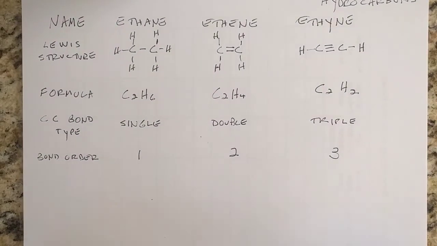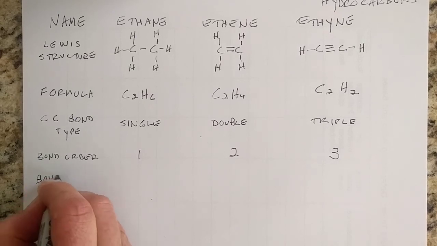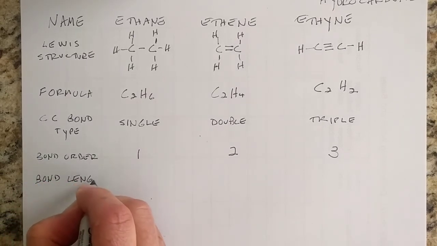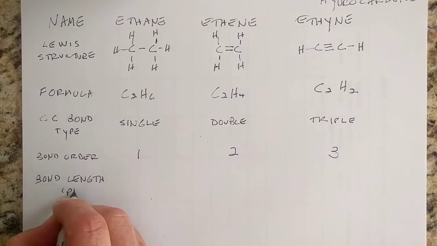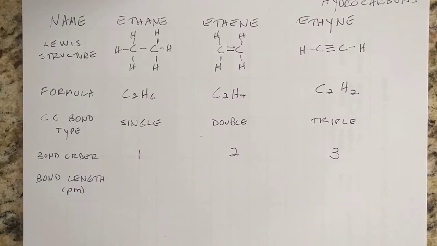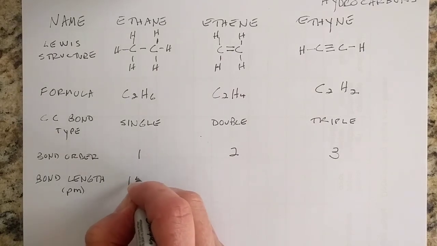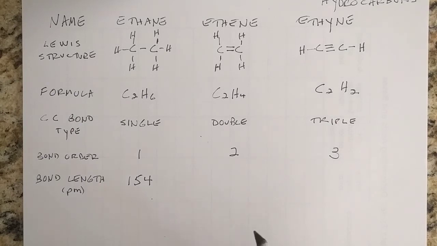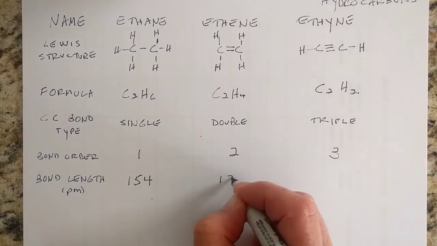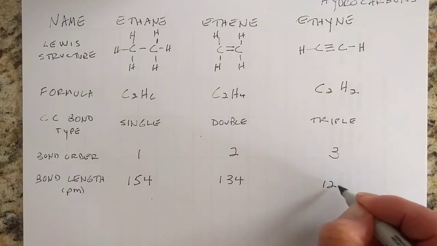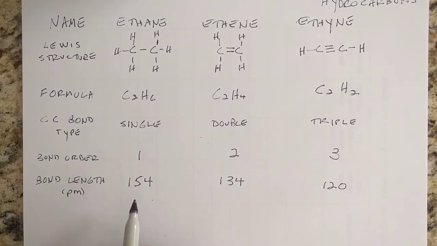All right, so far so good. And now we're going to look at the bond length between the carbon-carbon bond. The unit for that is pm, for picometers. So that's a very small length. And I'm going to give you some data here. And of course, you don't have to know these numbers. We're just going to be looking at the trend. So for ethane, the carbon-carbon bond length is 154. Here it is 134. And here it is 120.